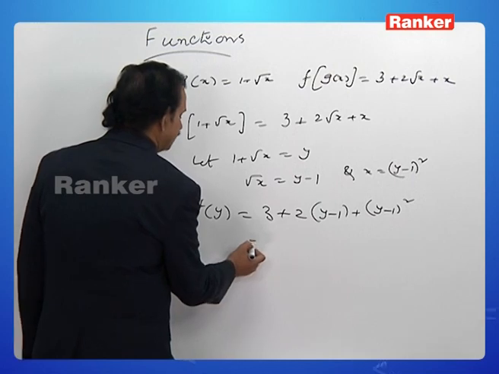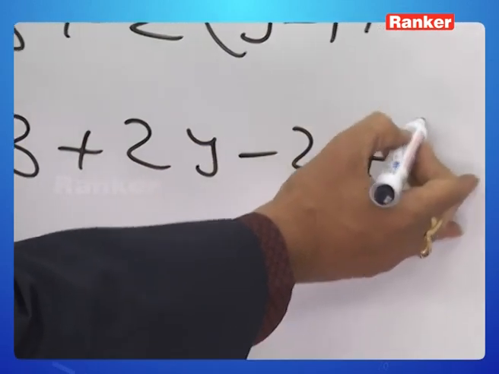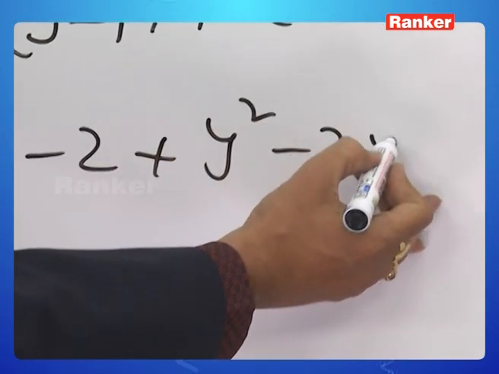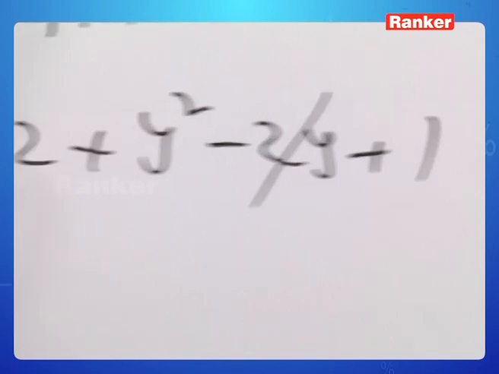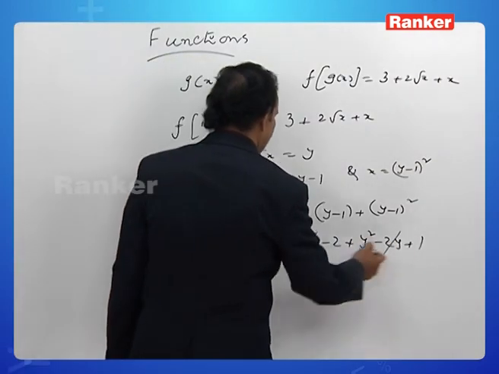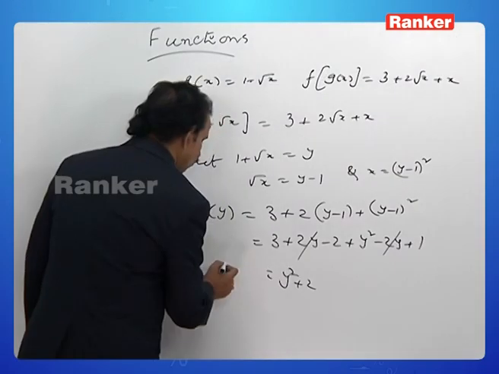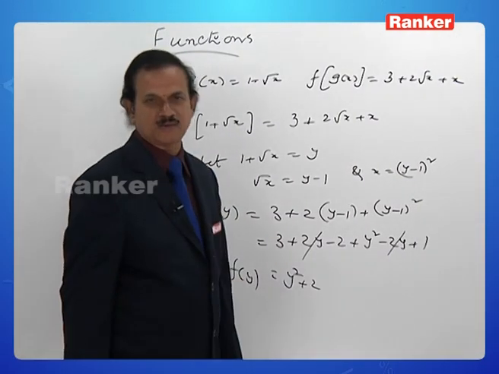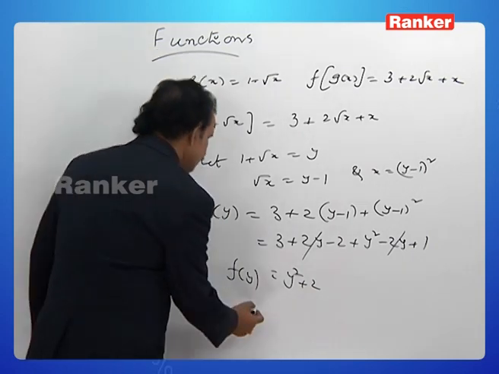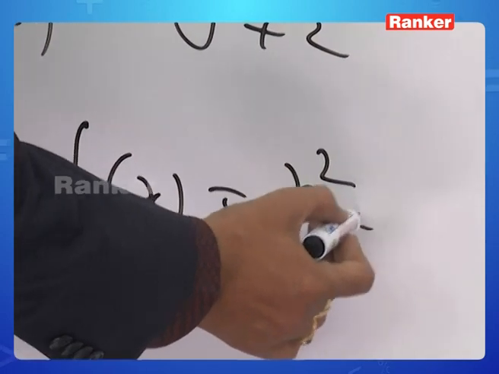You expand all these things. 3 plus 2y minus 2 plus y square minus 2y plus 1. What is going to happen? Minus 2y and plus 2y. 3 plus 1, 4 minus 2 is 2. Hence it is y square plus 2. What do we have? f of y is equal to y square plus 2. It does mean to say that f of x is equal to x square plus 2.